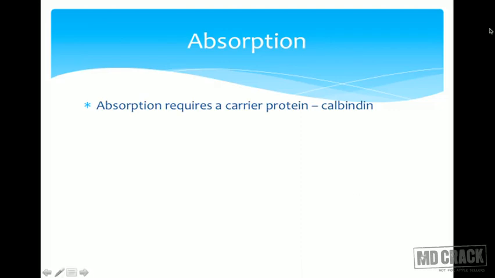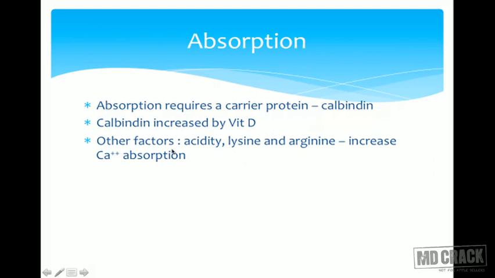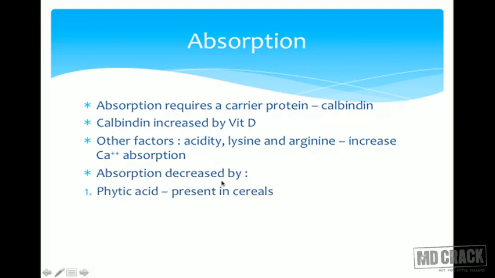How is calcium absorbed? I already told you it requires vitamin D and calbindin. So it requires a carrier protein. Calbindin is increased by vitamin D. Other factors are important in its absorption, like acidity, lysine and arginine, which increase calcium absorption, and it is decreased by the presence of phytic acid. That is a problem with the Indian diet, which contains high amounts of phytates and oxalates.